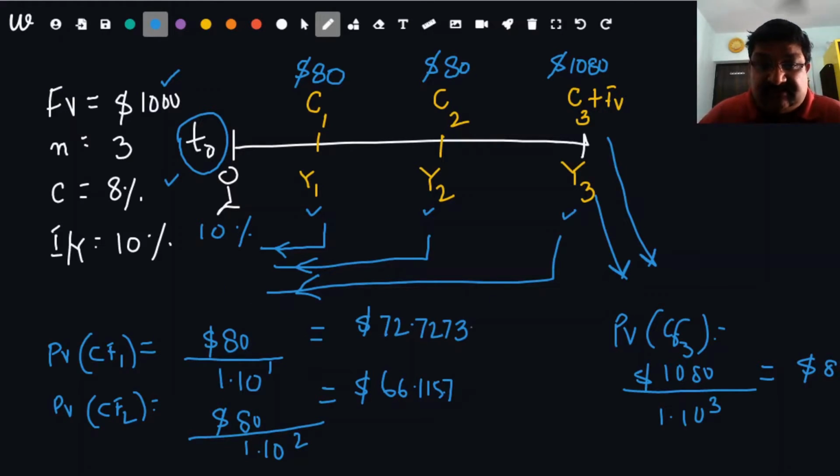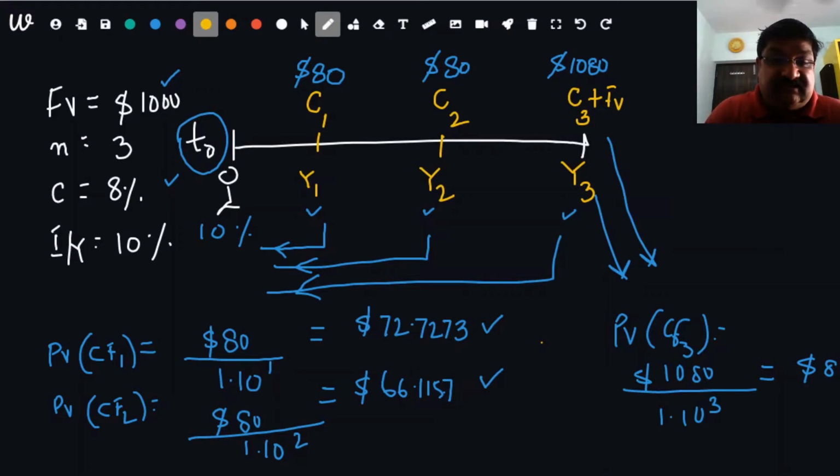Now I'm going to sum this all up. Present value of the first year cash flow plus present value of the second year cash flow plus the present value of the third year cash flow, and I am going to get what? I am now going to put this in a different color.